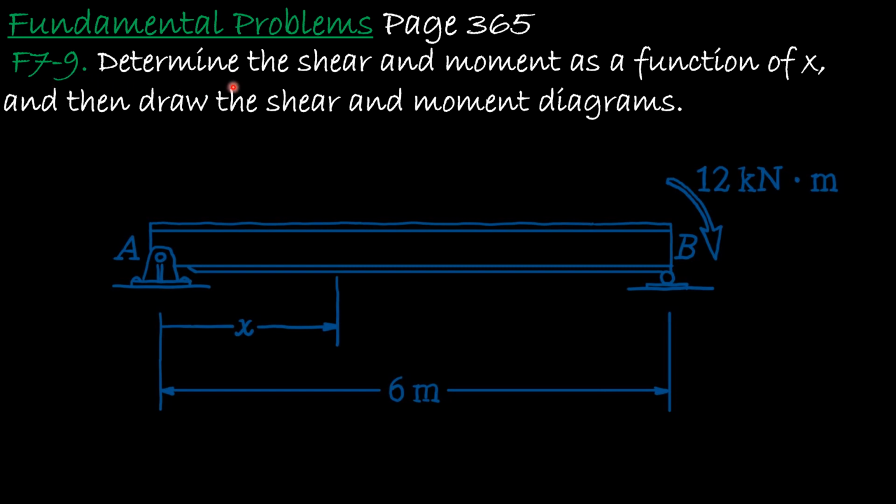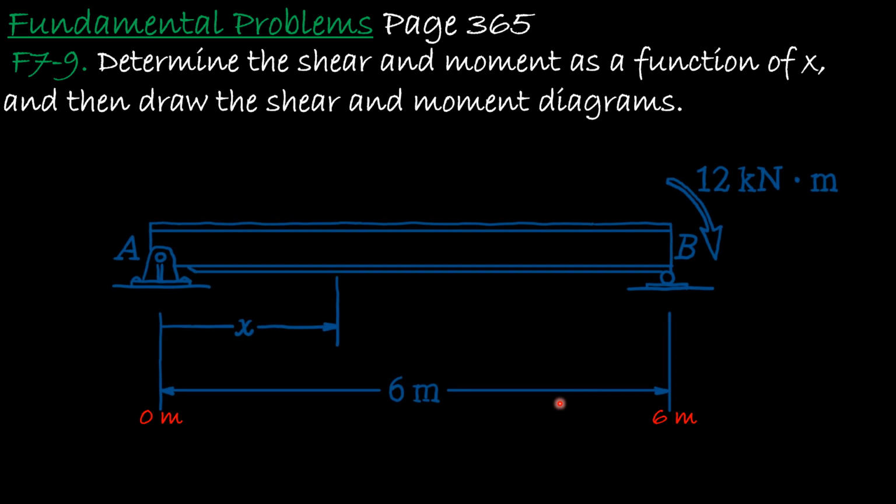So this is fundamental problem 7, chapter 7, problem number 9. It asks us to determine the shear and moment as a function of x and then draw the shear and moment diagram. So what are we given in here? The first thing we need to identify is that we're always going to start from the left hand side, from the 0 meter all the way to the 6 meter.